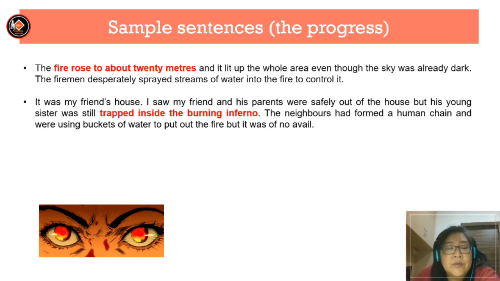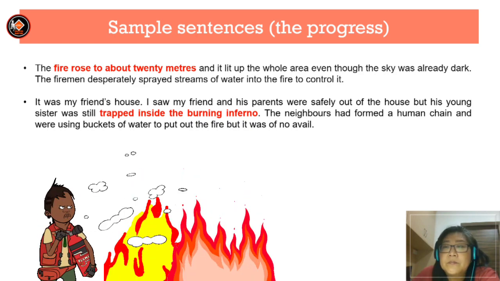The fire rose to about 20 meters, and it lit up the whole area even though the sky was already dark. The firemen desperately sprayed streams of water into the fire to control it. The last example: it was my friend's house. I saw my friend and his parents were safely out of the house, but his young sister was still trapped inside the burning inferno. The neighbors had formed a human chain and were using buckets of water to put out the fire, but it was of no avail.